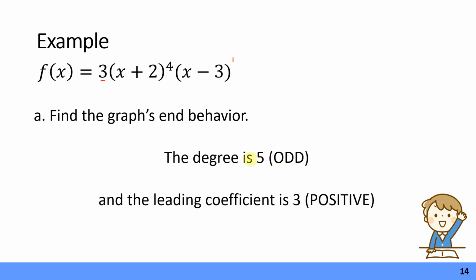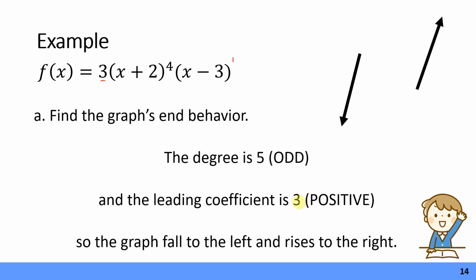Now, since we have an odd degree with a positive leading coefficient, the graph falls to the left and rises to the right. Again, I got that from the chart we had at the beginning. Let's go ahead and go to part B.